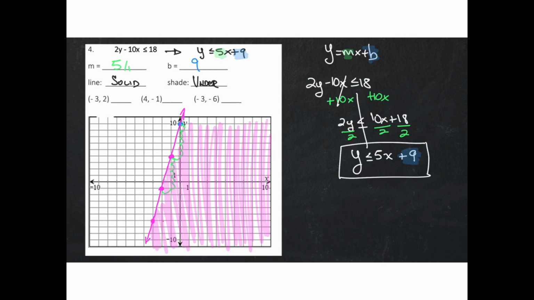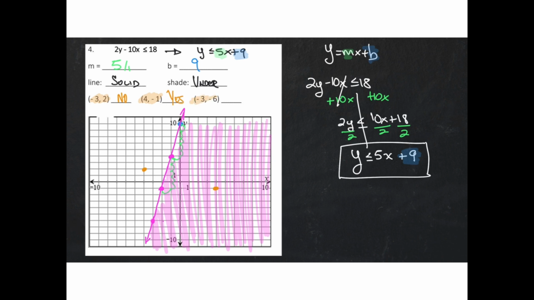The first one that we have is -3, 2. So that means that we're going to go -3 and then 2 up. The point is right here. Is this a solution? No, because it's not in the shaded area. Very good. Now, our second point, 4, -1. So that means that we're going to go 4, 1, 2, 3, 4, and then -1 right here. Now, this is in the shaded area. This is a solution. So, yes.